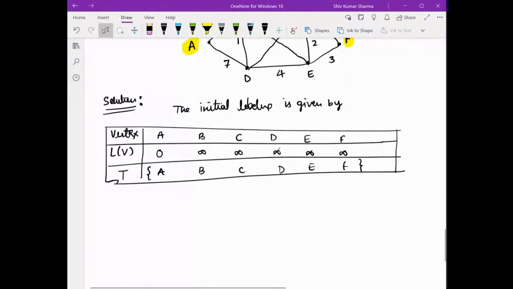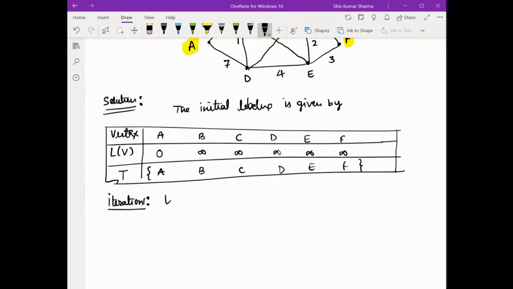Now we use axiom 1 and axiom 2. We denote it as iteration. Axiom 1, because we repeat a step again and again until we get to the destination, gives the permanent level to all the vertices. So we start with iterations, that means iteration 1. So this is our iteration 1.